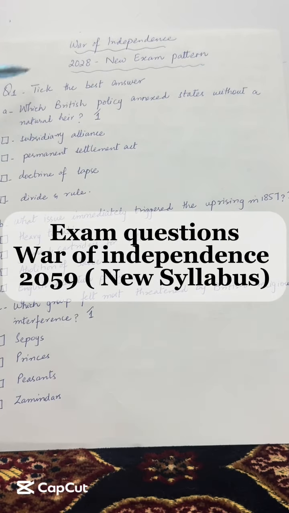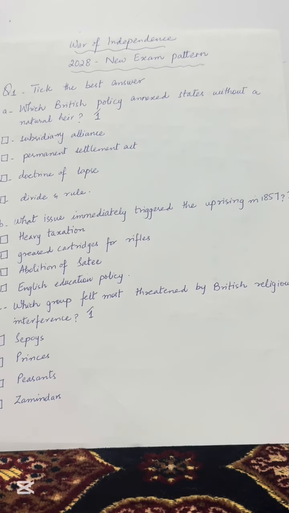So after studying the topic of War of Independence, our next objective is to make you know what the new exam pattern based on the 2028 syllabus is. There are many parts in one question, making it a 25 marks question, starting from part A and ending on part G. So this is how we are going to be having questions in your new exam pattern.